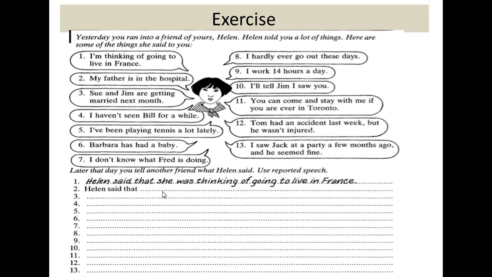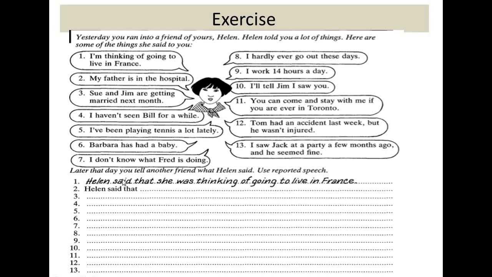Okay, so let's do it together. Here is the first one. Remember, if we have the present, we put it in the past, and if we have the past, we can stay in the past or we can put it in the past perfect. And the pronoun I becomes he. Here we have: I'm thinking of going to live in France.